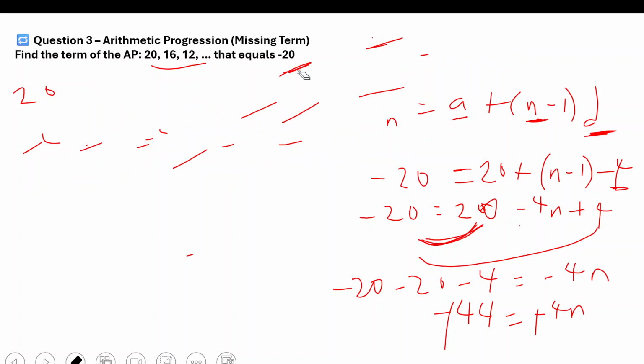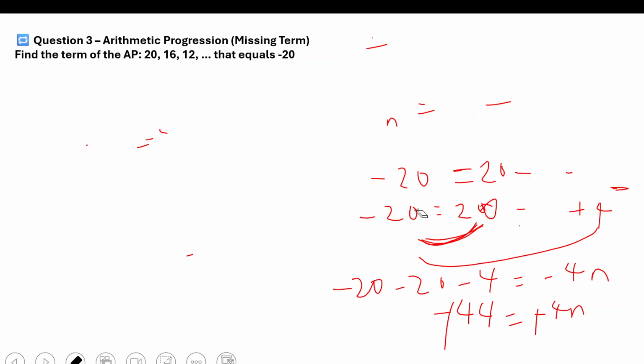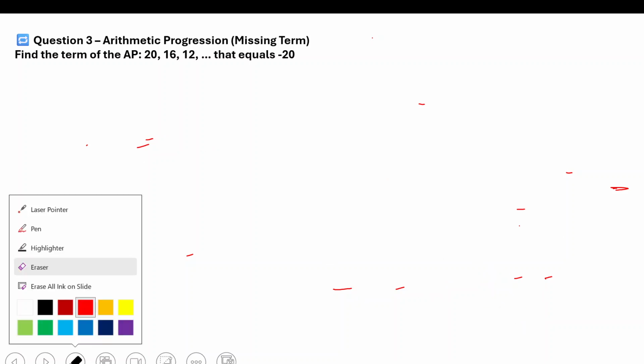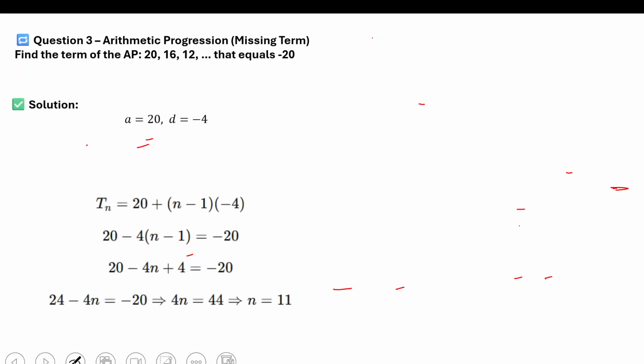It behoves us to understand what we need to get and apply the formulas. There are fundamental formulas we need to know, like the nth term and the sum of terms, and we need to know the parameters involved: the first term, the common difference, and the number of terms. So this is the answer simply.